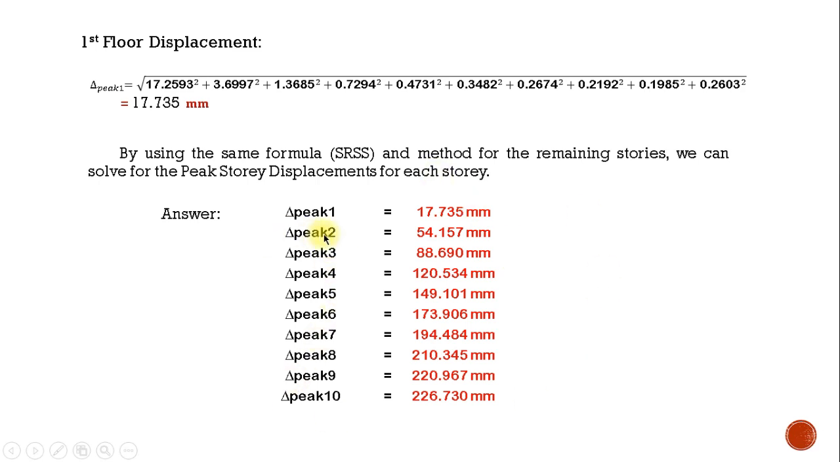So for the second floor, meron tayong 54.157 mm. For third floor, 88.690 mm. For fourth floor, meron tayong 120.534 mm. Fifth floor, 149.101 mm. Sixth floor, 173.906 mm. For seventh floor, 194.484 mm. For eighth floor, meron tayong 210.345 mm. For ninth floor, meron tayong 220.967 mm. And lastly, for 10th floor, meron tayong 226.730 mm. So, ito yung ating nagiging overall result using SRSS in combining modal story displacements para makuha yung ating peak story displacements.